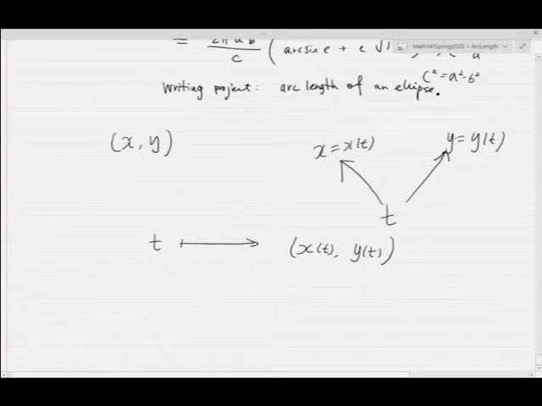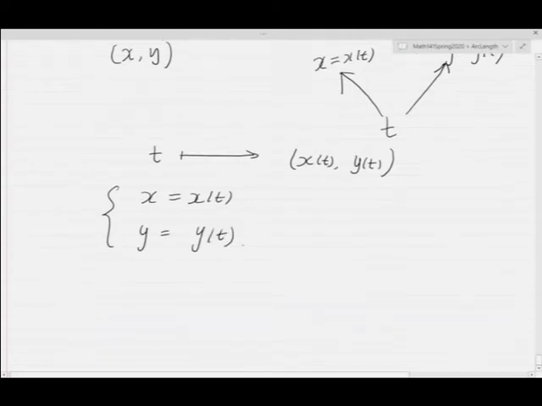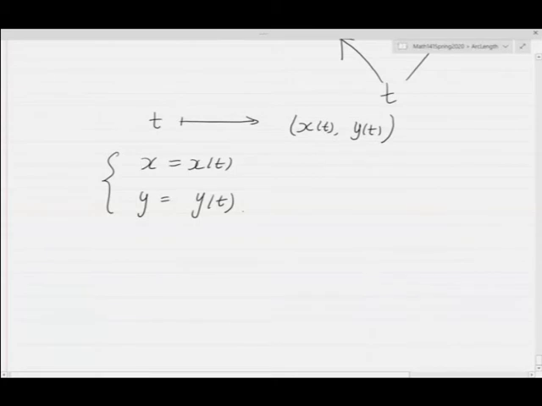As this number t changes in a continuous manner, we get a curve: x equals x(t), y equals y(t). The example that we talked about last time is x equals sine of t, y equals cosine of t.